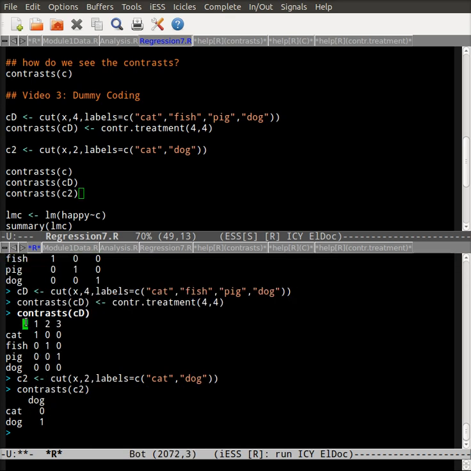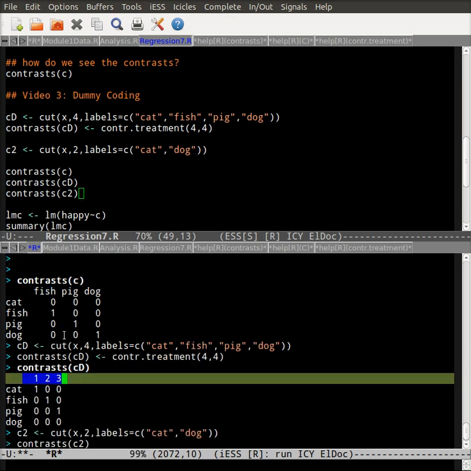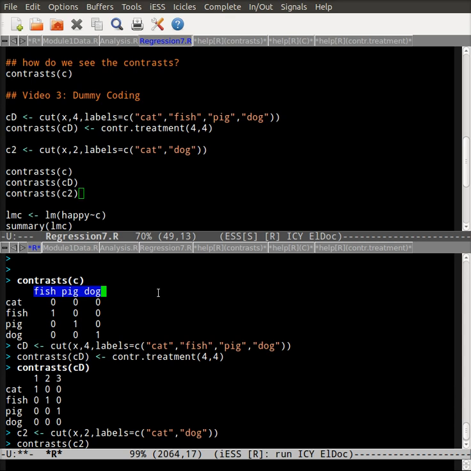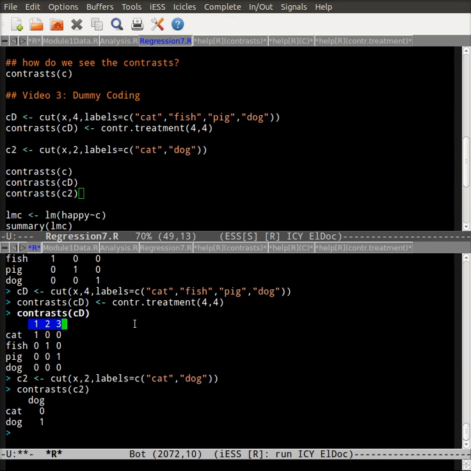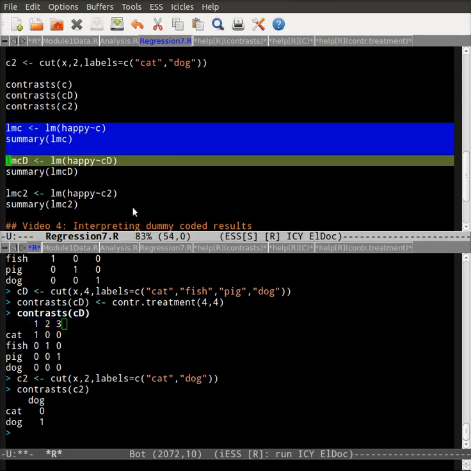You'll also notice here that fish, pig, and dog, those labels go away. We don't have the labels anymore. And because we don't have the labels, we have to know what 1, 2, and 3 are. It's a little bit more convenient when it's fish, pig, and dog as labels like that, because it's easier to follow. Nevertheless, we can always go back to the contrast matrix, you can always see what these codes are, and you'll see that you need to know what these codes are when you start looking at the results.